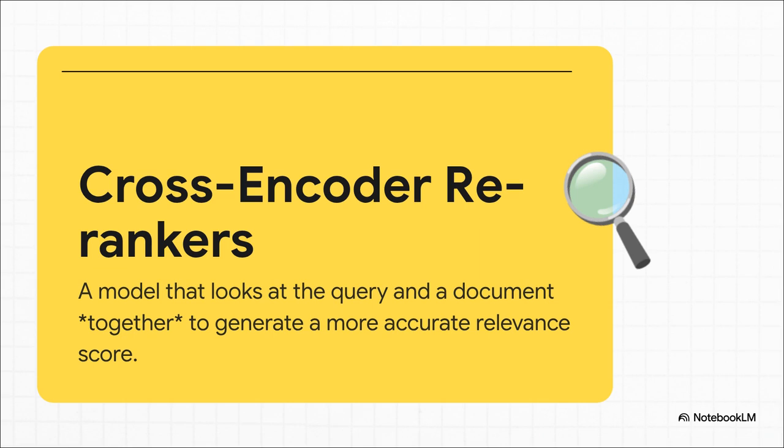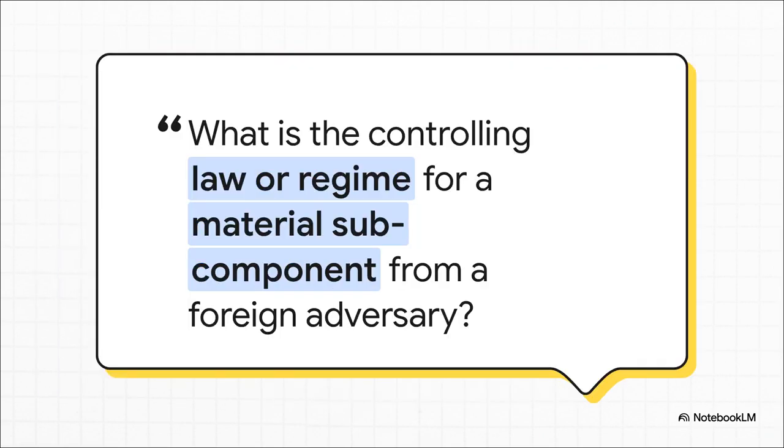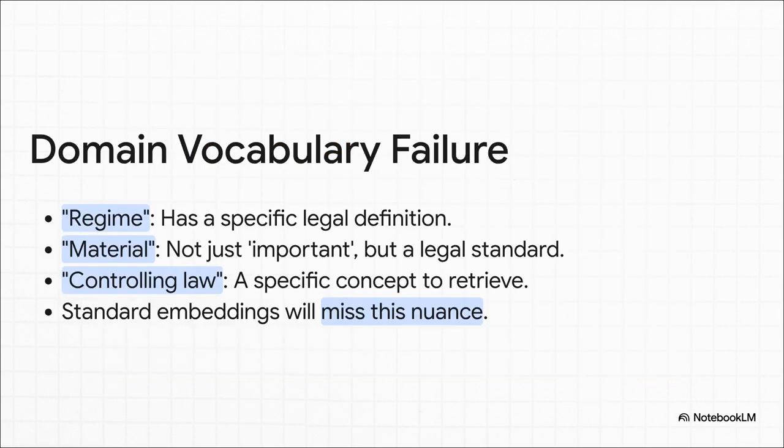But what happens when even the super powerful sense of relevance just isn't cutting it? Take a look at this query from the legal world. A standard model that was trained on a general internet would be completely lost here. It might see the words, but it would have absolutely no clue what they mean in this very specific legal context. And here's exactly why.